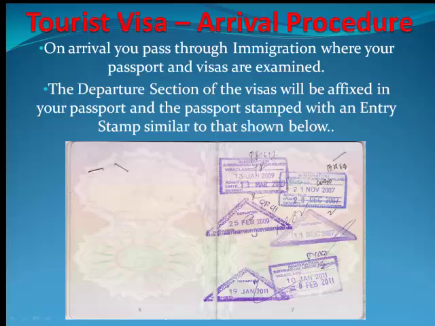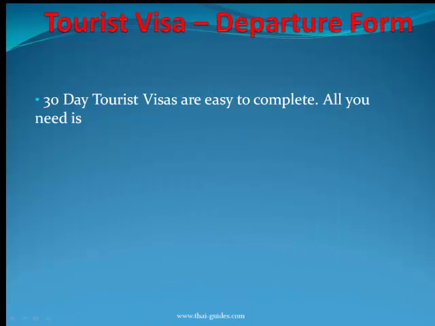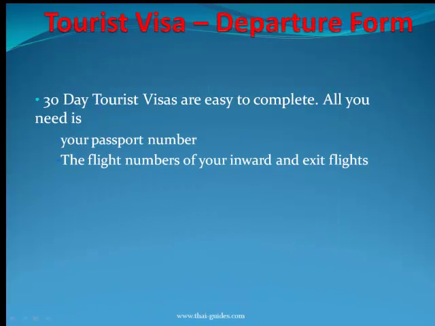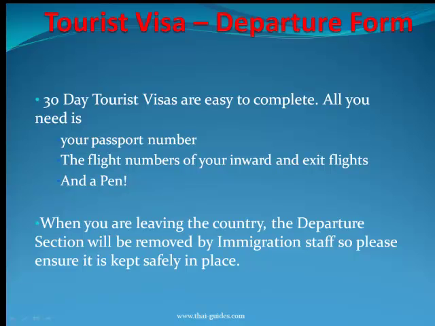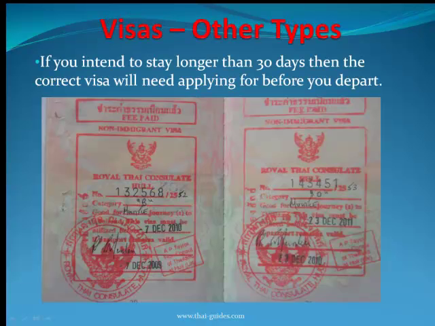So that's fairly straightforward. So you've got a 30-day visa. They're easy to complete. You need your passport number, the flight numbers of inward and outward flights, and a pen. When you're leaving the country, the departure section will be removed by the immigration staff, so please ensure you keep it safely.